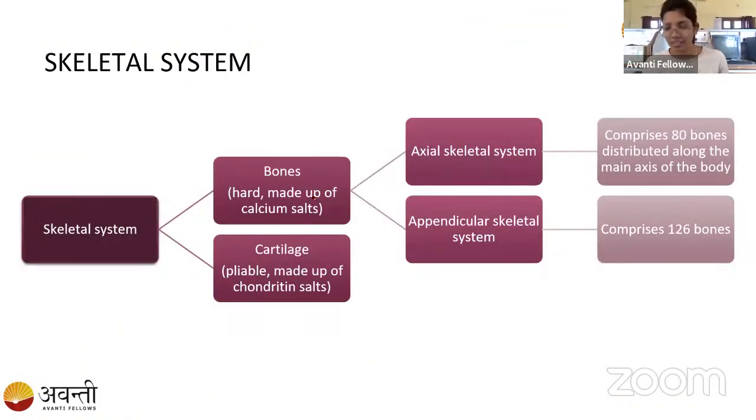So this skeletal system, as I said already, is going to be divided into bone and cartilage. Which is stronger out of these two? Tell me. Last slide we have studied. Yes, of course, the bone is the strongest one compared to the cartilage. It is very hard because of the presence of calcium salts. But the cartilage is not as strong as the bones. It is pliable because of the presence of the smooth salt, that is chondroitin salts.